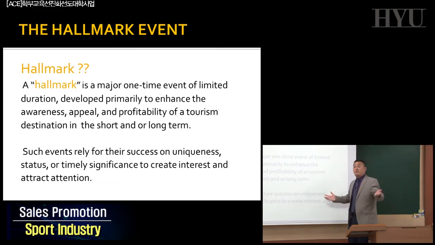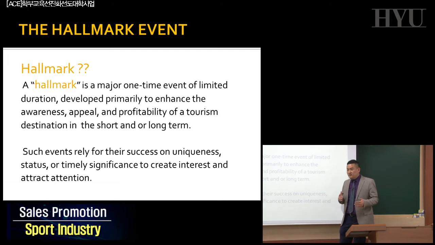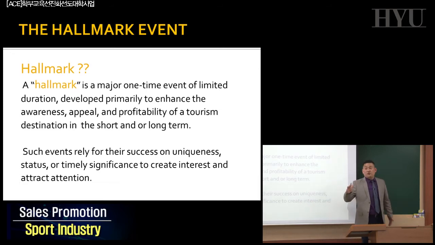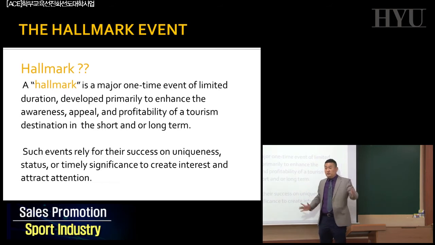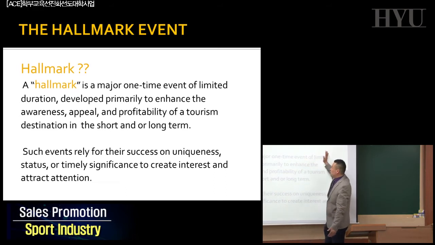So the World Cup. How many days is the World Cup? About one month, three to four weeks, that means about 30 days. A limited duration. How about the Olympic Games? The Olympic Games will be a hallmark event too, especially the summer and winter Olympic Games. 15 to 16 days, right? That means a limited duration. How about the Super Bowl?